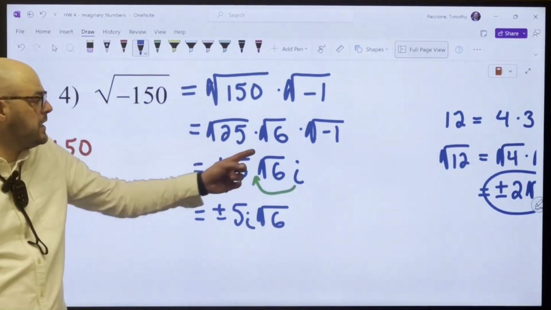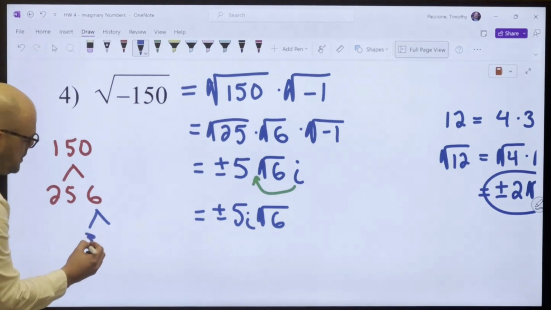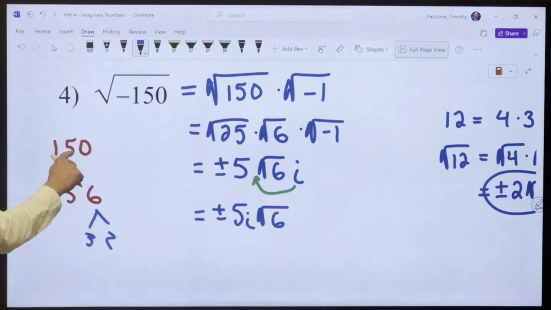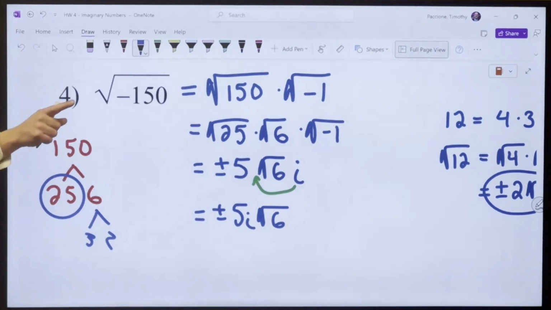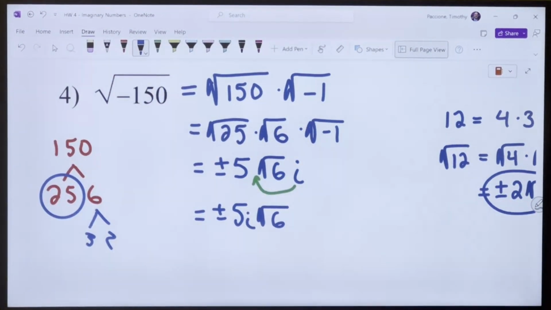Well, 6, I can't break that down. That breaks down into 3 and 2, and neither of those are perfect squares, so you just leave it. The reason we broke down 150 is there is a perfect square inside of it, 25, right? So you've got to kind of know your perfect squares in the red boxes over there. All right? So that's the process. Does that make sense? Okay.